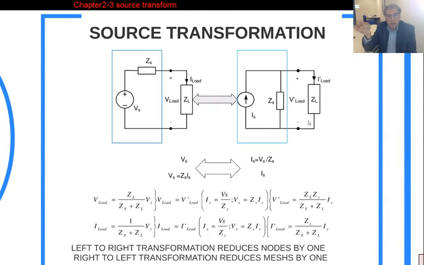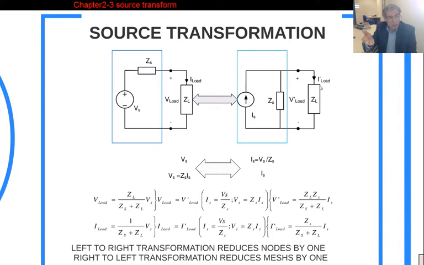So you might ask what is the use of that? The use is this. If you look at the left hand side, we have three nodes here, but if you look at the right hand side, we have two nodes. So that means you reduce node 1, and you're going to write a smaller number of Kirchhoff current law equations.